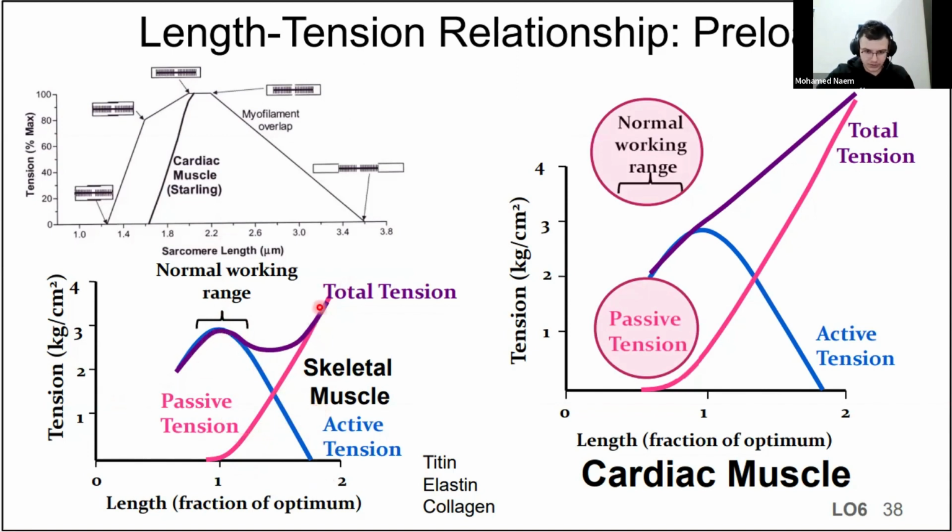This goes up, this goes down, and the purple one is the total. So the purple one is the sum of both tensions: we add the passive tension to the active tension and we have this total tension. This is in the skeletal muscle. This is again in the cardiac muscle. This is the perfect working range. After it, we start having passive tension created, and active tension is going to go down.